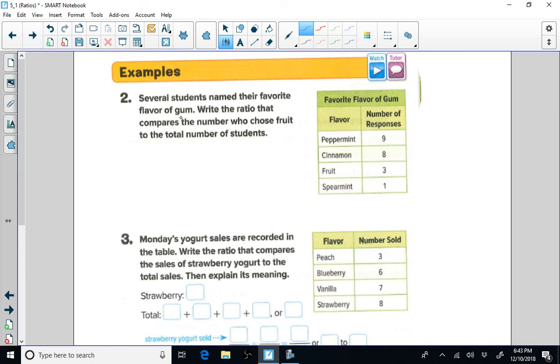Several students name their favorite flavor of gum. Mine's Bubble Mint. Write the ratio that compares the number who chose fruit to the total number of students. There were 3 students here that chose fruit. The total number of students is 9 plus 8 is 17, plus 3 is 20, plus 1 is 21. That's our total. So the ratio of people that chose fruit to the total number would be 3 to 21. In simplest form, we divide by 3 over 3, and that would be 1/7. 1 to 7 in simplest form. All right, let's take a look at problem 3.